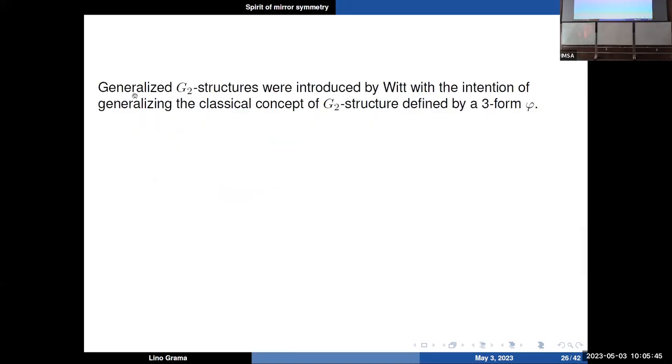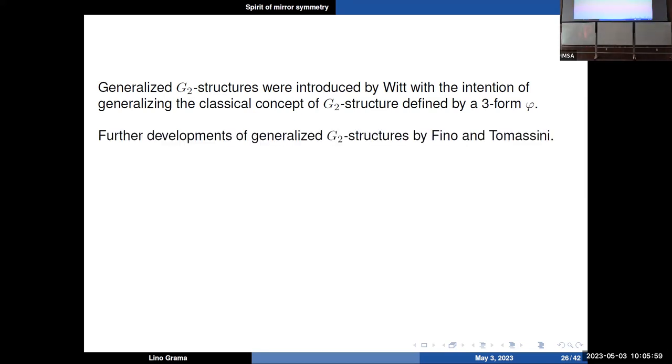Now we move to generalized G2 structure. This was introduced by Witt with the intention of generalizing the classical concept of G2 structure. There is a further development by Fino and Tomassini. They provide a lot of examples and very nice situations. Actually, this paper was a motivation for investigating this part.